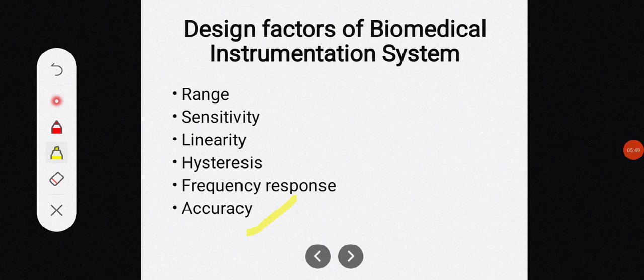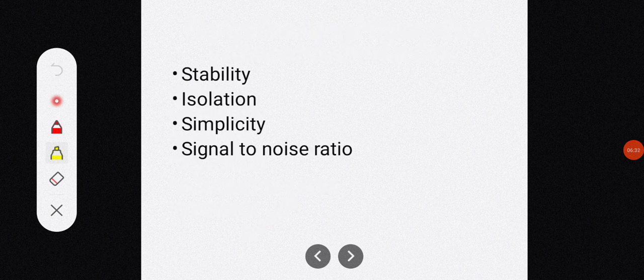Then error might be due to the loading effect also. What is loading effect? Suppose the biomedical instrument that you are using for measuring a physiological variable from a subject, then the introduction of that biomedical instrument to the subject for the measurement may extract energy from the subject, and because of that the original physiological signal may get altered. So because of the loading effect also error may occur. So for an instrument, what is the necessity? The accuracy should be high, or you can say the error should be low. Now next point under this design factor is signal to noise ratio. So what is signal to noise ratio?